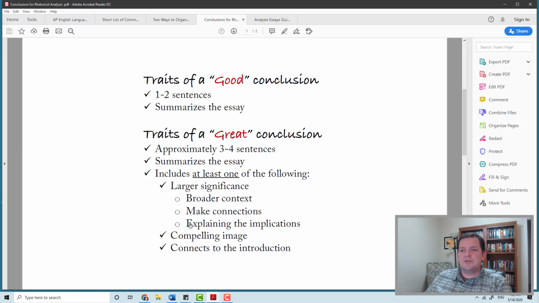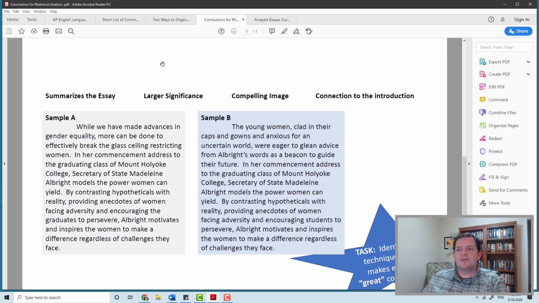So just to look at some examples here. This is an example from an essay that you looked at before, which was analyzing a speech by Secretary of State Madeleine Albright. In the first example it says, while we have made advances in gender equality, more can be done to effectively break the glass ceiling restricting women. So this is the larger significance, right? This is the larger significance being addressed.